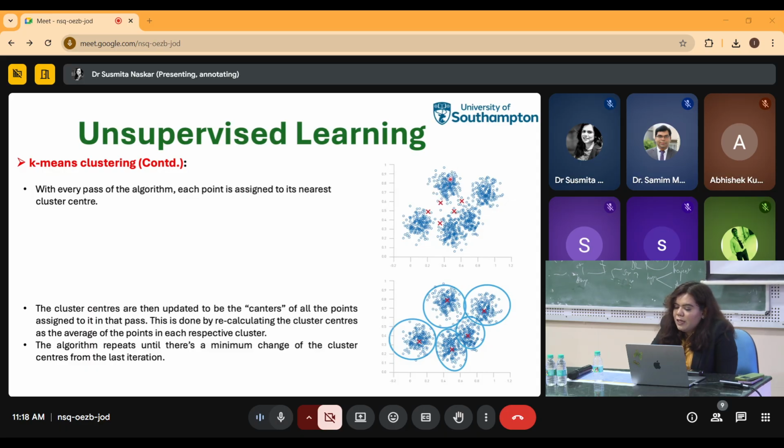So once that is being done, then comes updating the cluster center. How is that done? Once all points are assigned, the algorithm recalculates the cluster again. This means taking the average of all the points in each of the clusters to define a new centroid, right? And the repeat process, now we will try to look into this one.